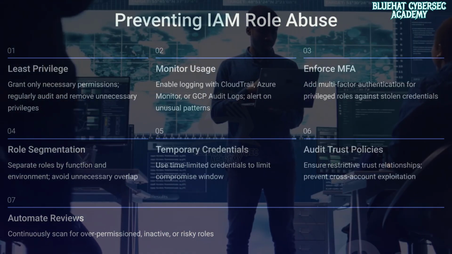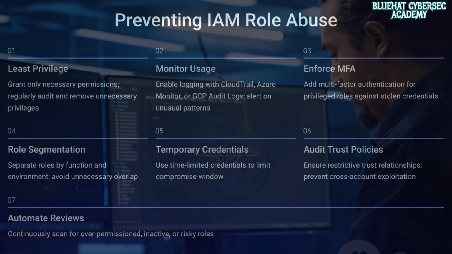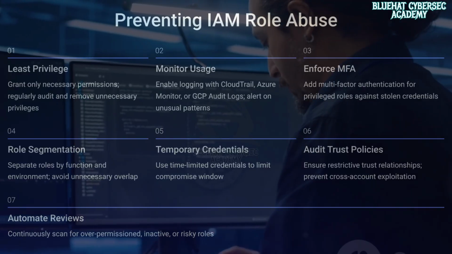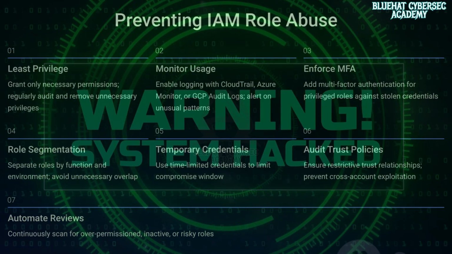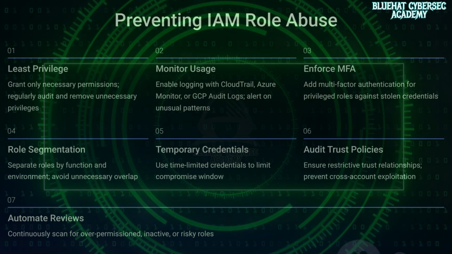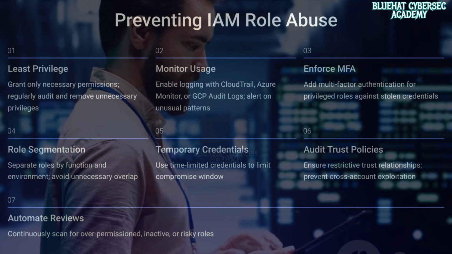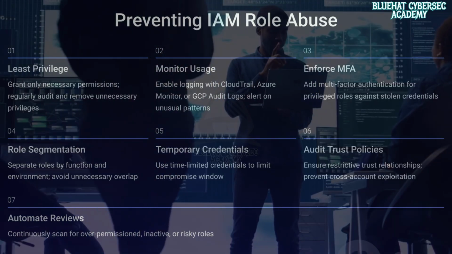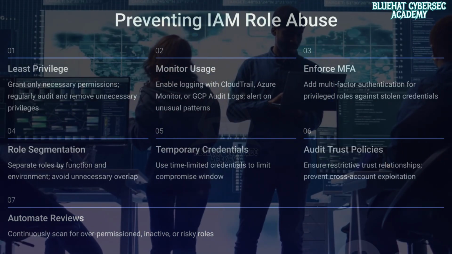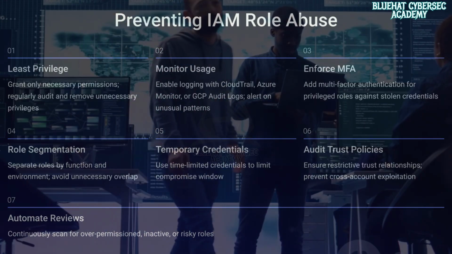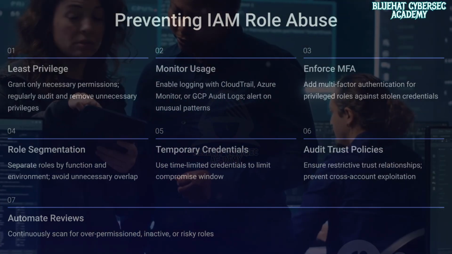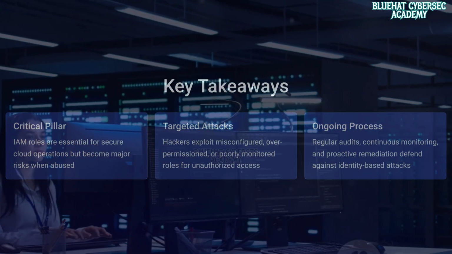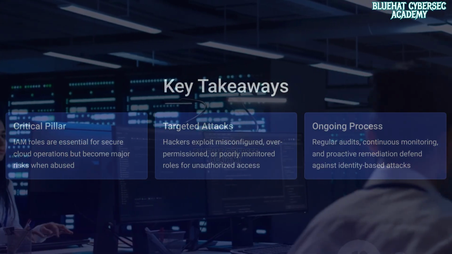It's also vital to regularly audit trust policies. Make sure that trust relationships are restrictive and only authorized identities can assume roles. Misconfigured trust policies are, unfortunately, a frequent target in cross-account attacks. Finally, automate role and permission reviews. Use cloud-native tools or third-party solutions to continuously scan for over-permissioned roles, inactive roles, and risky trust relationships. Automated remediation can dramatically reduce your attack surface.